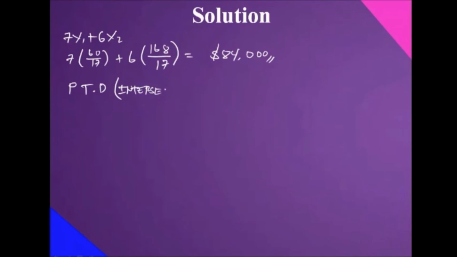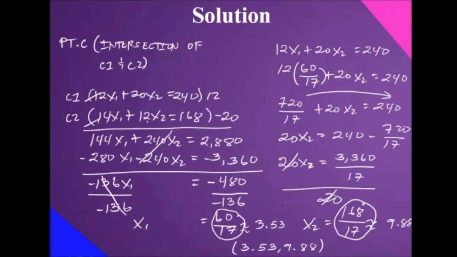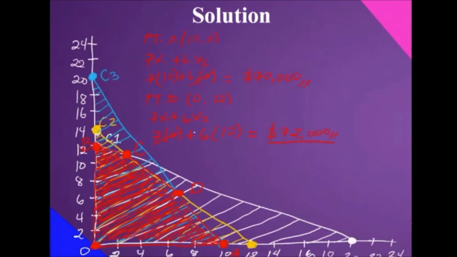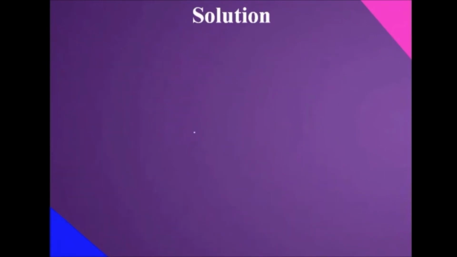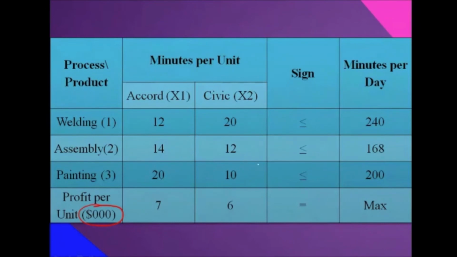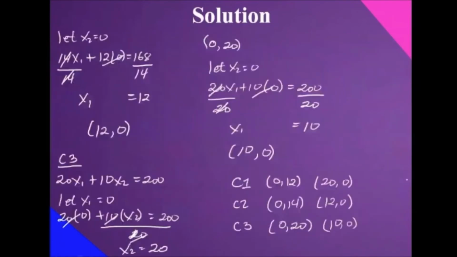Sige, so intersection of C2 and C3. Okay. So, C2 and C3, lagay natin yung equation nila. For C2, we have 14 x sub 1. Ito yun yan ha. Pareho lang po. Ang may dagdag lang C3. Which is, ang C3 natin, kung babalikan natin sa table, is ito, 20, 10, and 200. Huwag pong kakalimutan.